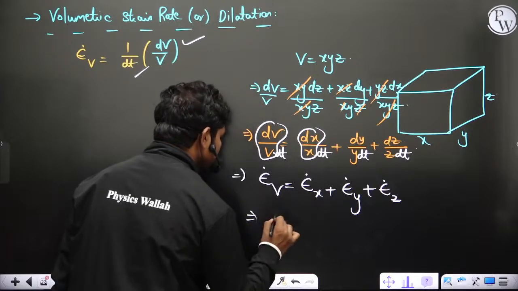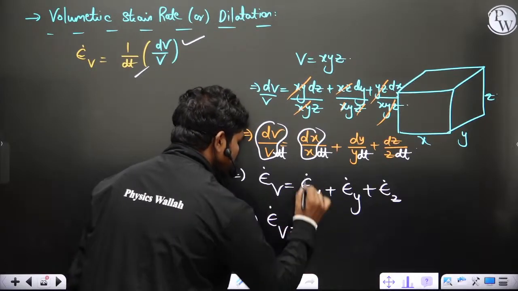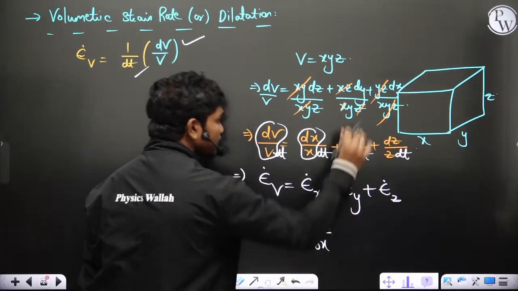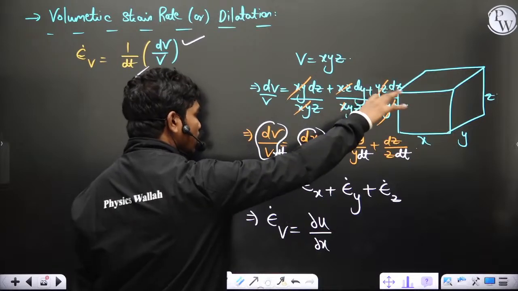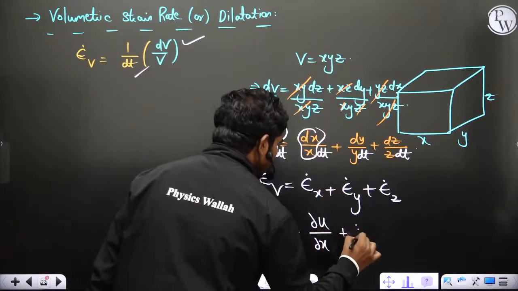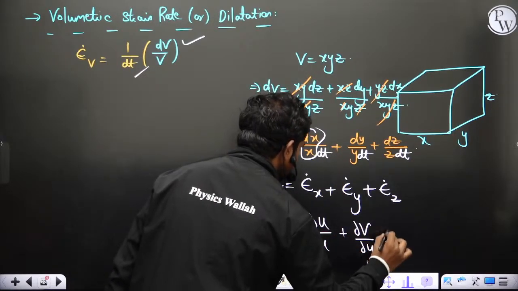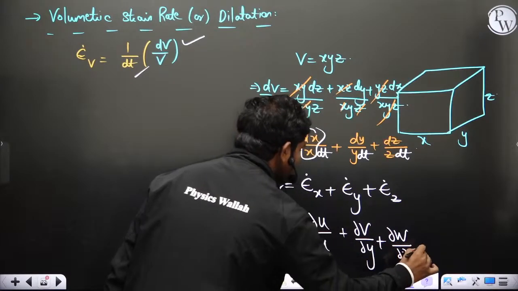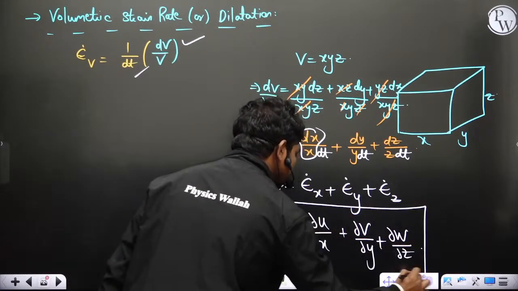Now you can understand this epsilon dot v is the linear strain rate we have seen, because this particle is getting displaced and elongated because of some velocity. So dou v by dou y plus dou w by dou z. So this is actually the dilatation rate.